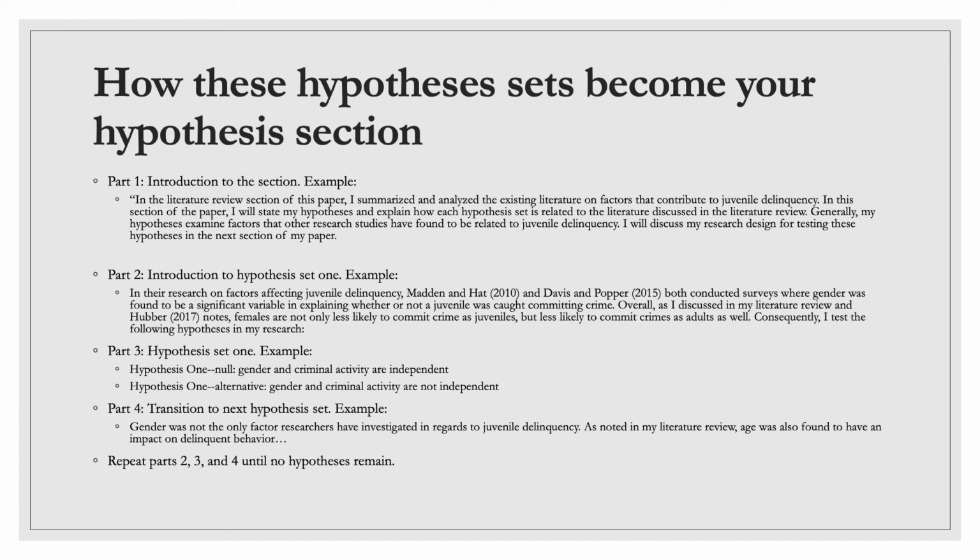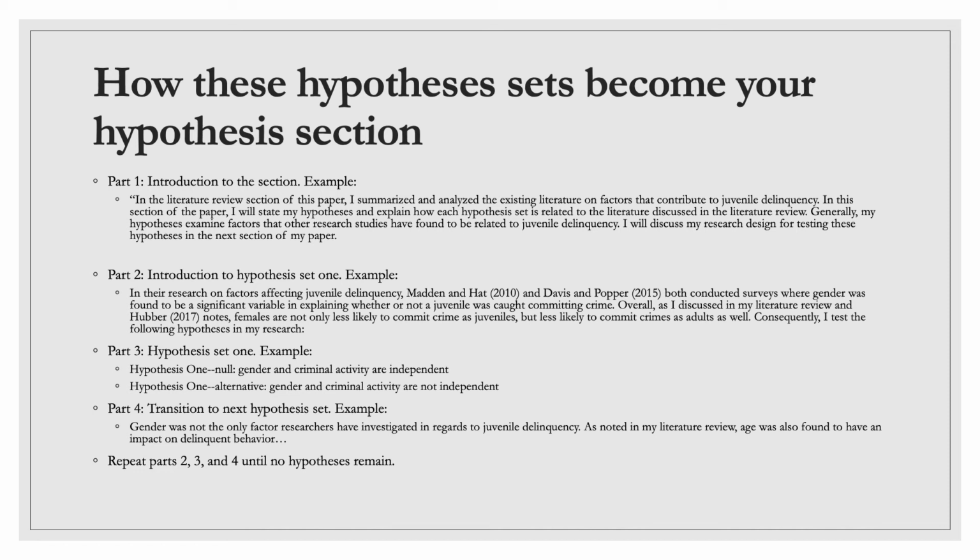So the next part is to actually put in that hypothesis set that's related to what you just summarized. Hypothesis 1, null: gender and criminal activity are independent. Hypothesis 1, alternative: gender and criminal activity are not independent.